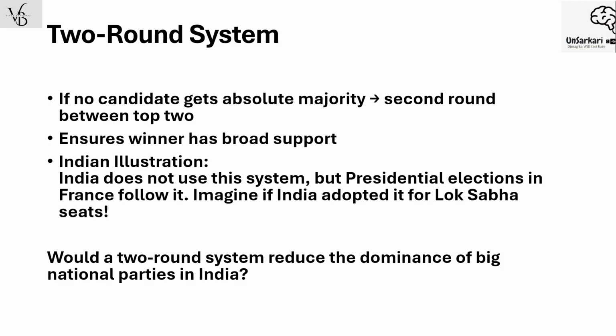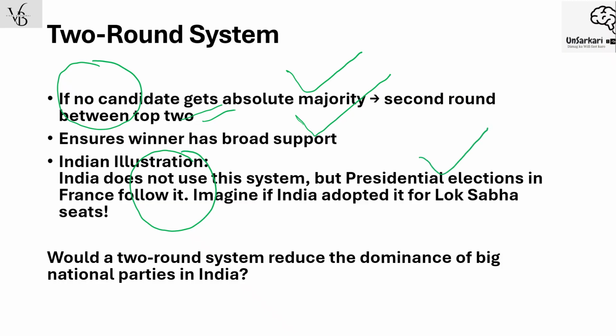Coming to the two round system. If no candidate gets an absolute majority in one round, a second round comes into play. So it ensures the winner has broad support. If I take the Indian example, India is not using this system, but the presidential elections in France follow it. If India adopted it for Lok Sabha seats, what would happen? Do you think it would be very long? There will be a lot of chaos. It will be highly complex, and then expenditure and logistics and so forth.